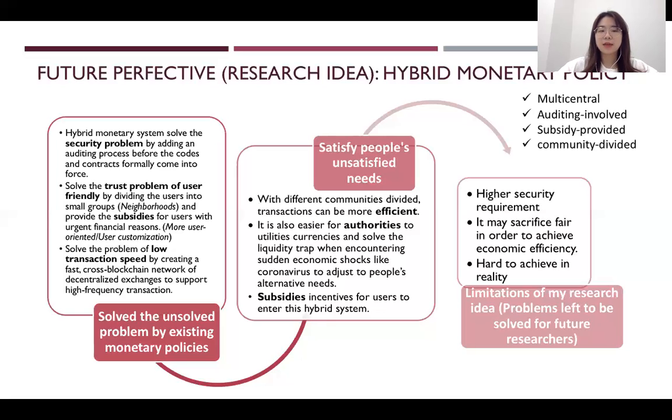However, we have to admit that there are limitations to this research idea. For multi-central, it needs higher security requirements to prevent hacking. And secondly, although it can achieve economic efficiency with high transaction frequency, the hybrid system can worsen social inequality for people with low financial literacy. Another thing is that since there are multi-centers, the auditing process for codes and contracts is a huge amount of work, either for artificial intelligence or for higher authority involving people. Therefore, it's hard to achieve the idea, and it may have trouble making policies to regulate them.